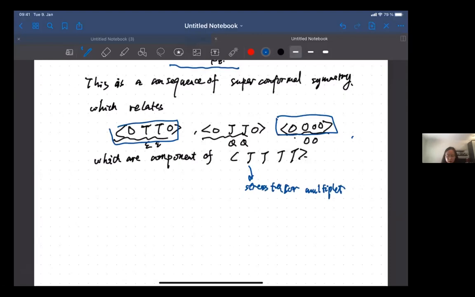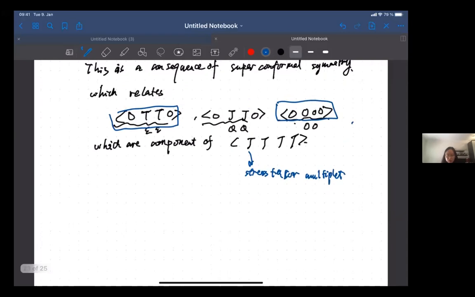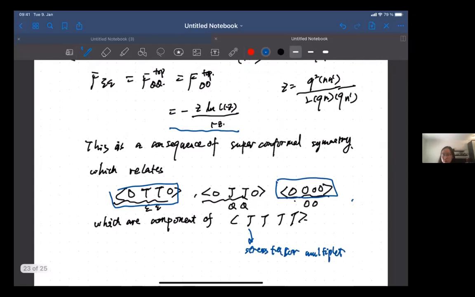So tomorrow I will, not tomorrow, on Friday, I will introduce the offshell approach to do this calculation from correlation functions and see how it works and see whether it's better than the amplitude approach. So that's all for the lecture today. Any questions?